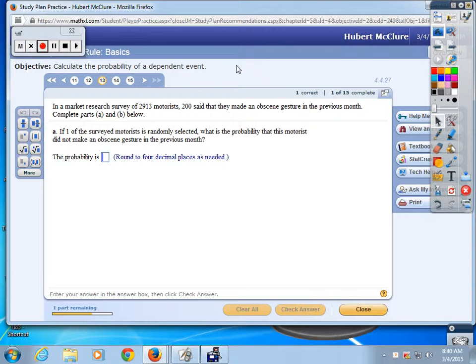What is "did not make an obscene gesture" called? Compliment. Good. Now you can find this two different ways. What's one way of finding it? Break it down, Devin, please.